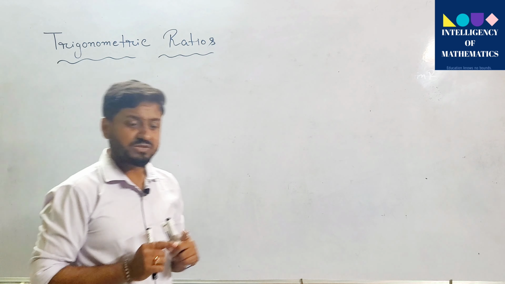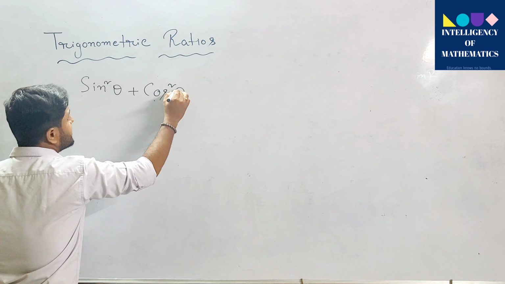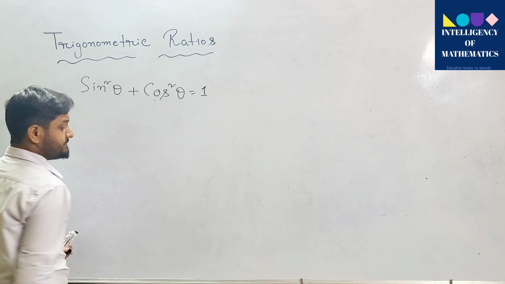The first formula is saying that sine square theta plus cos square theta is equal to 1.